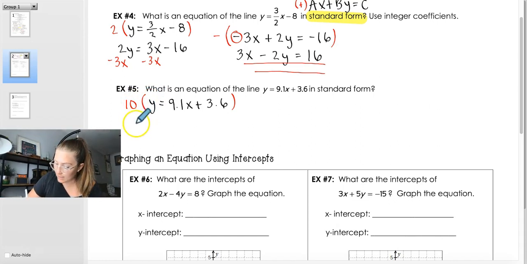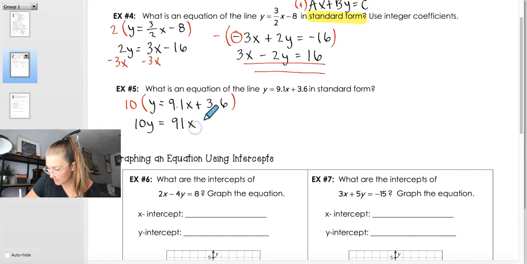Alright, so we're going to get 10 times y is going to give me 10y equals, again, multiplying this by 10 is going to move my decimal one spot, so I'm going to get 91x. Plus, same idea here, we're going to move it one spot, which would give me 36. And now I have no decimals. Remember, decimals are fractions, can't have decimals.